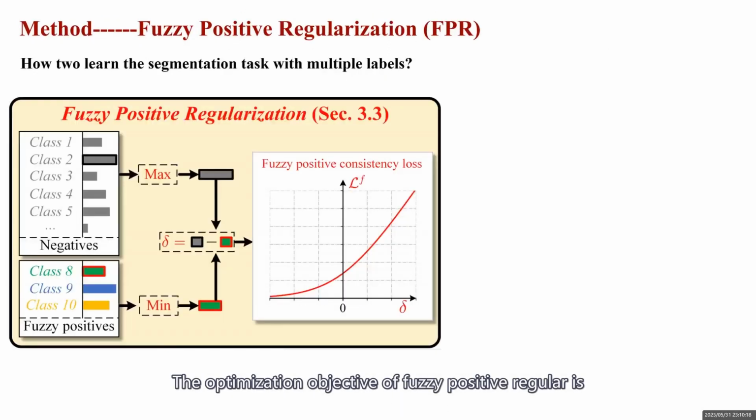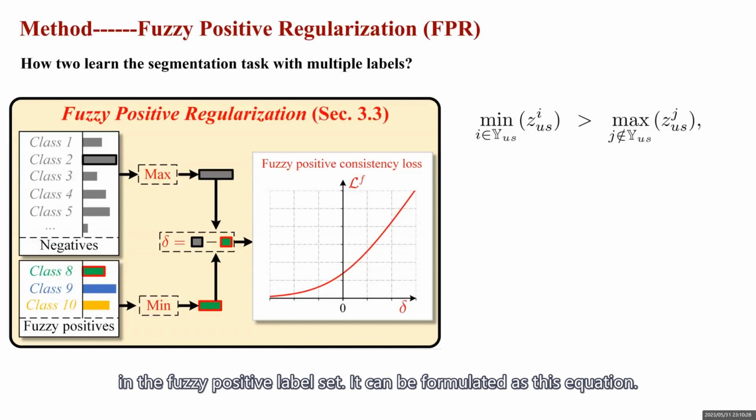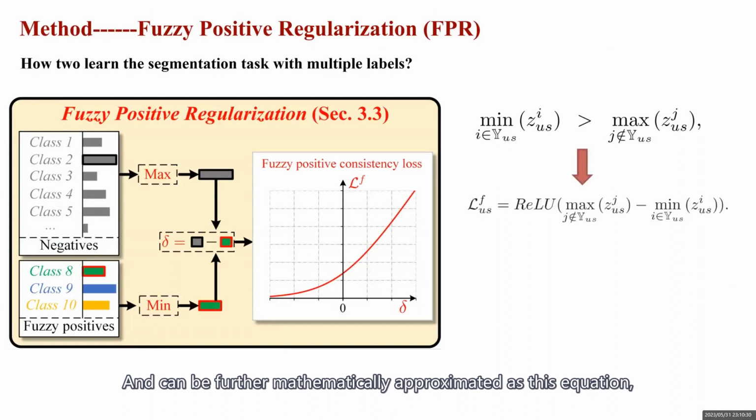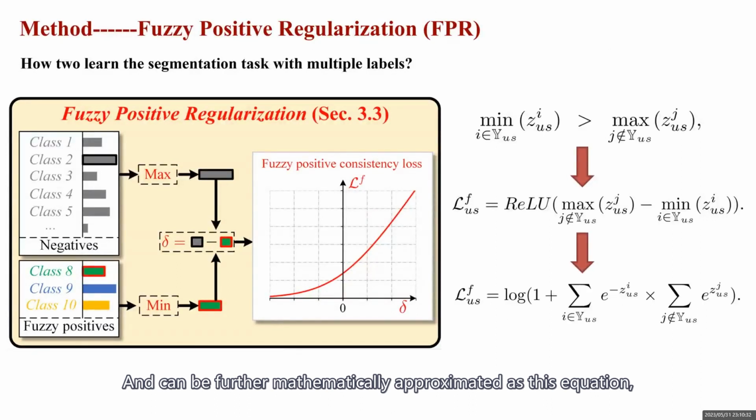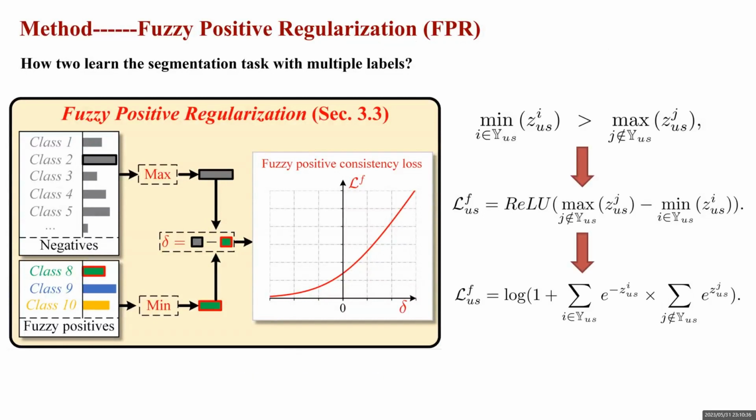The optimization objective of fuzzy positive regularization is encouraging the model to increase the output of all classes in the fuzzy positive label set. It can be formulated as this equation, and can be further mathematically approximated as this equation, which is our loss function for unlabeled data.